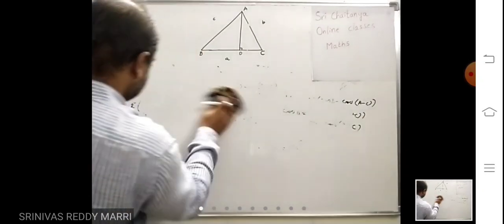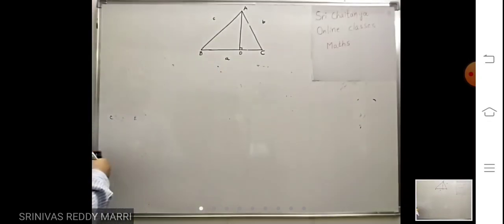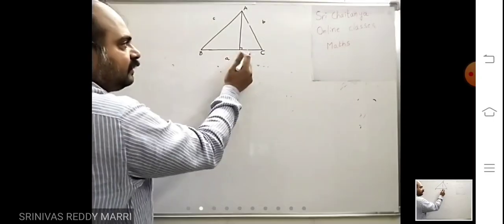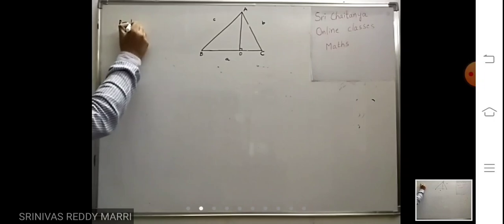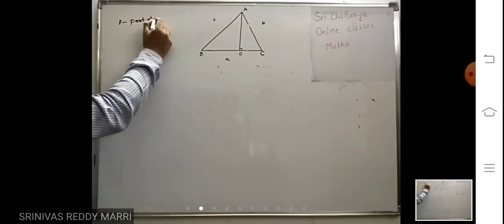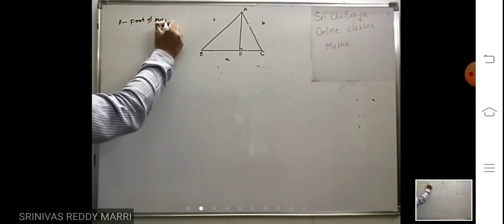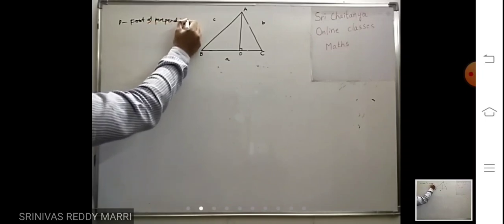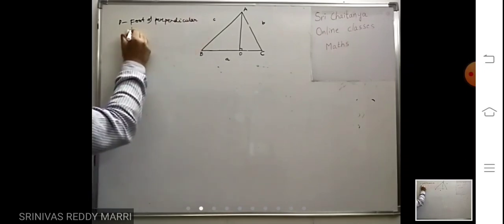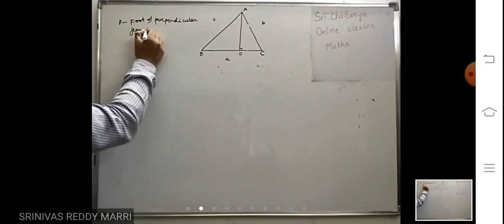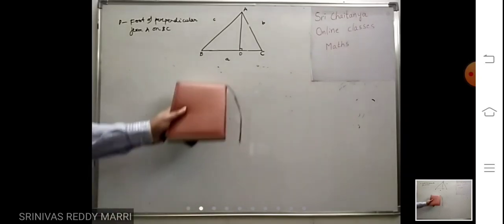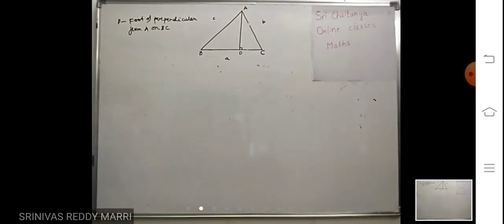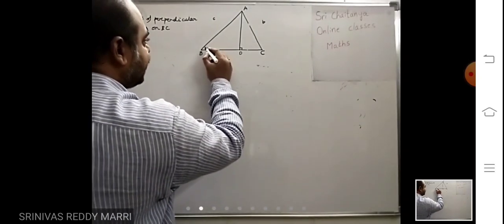Look, I am writing. From A you have dropped a perpendicular, and where that perpendicular meets BC, that point D is called the foot of perpendicular from A on BC. Where the altitude meets, that has one name. Now I am dropping another altitude. Look at it.